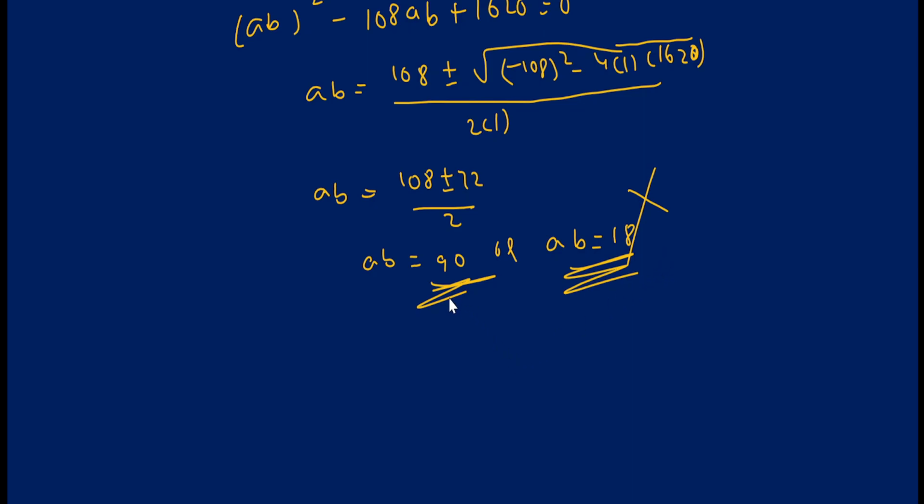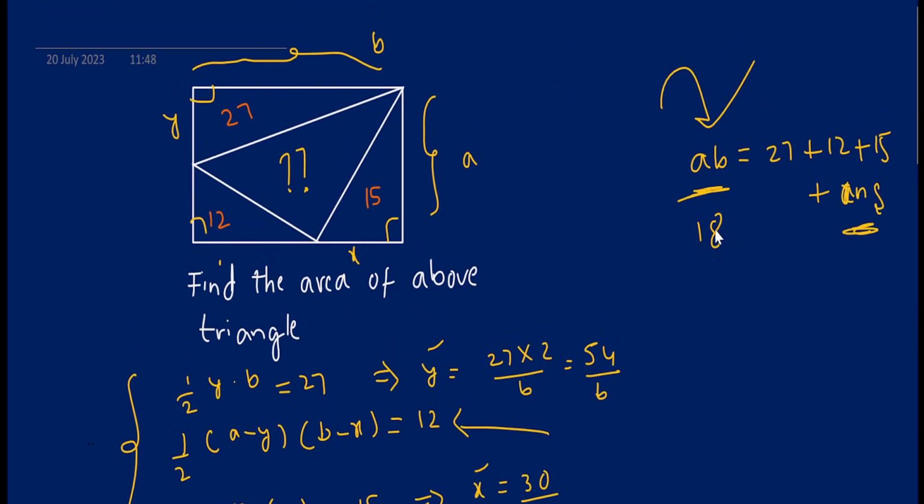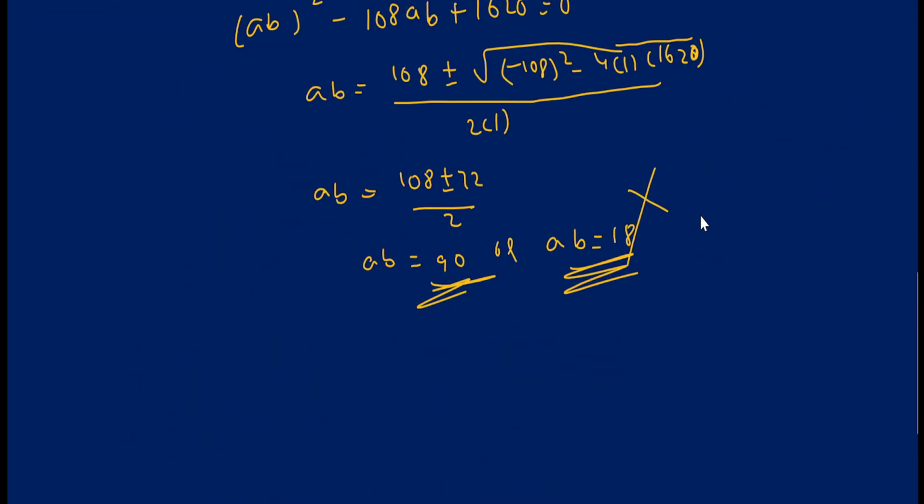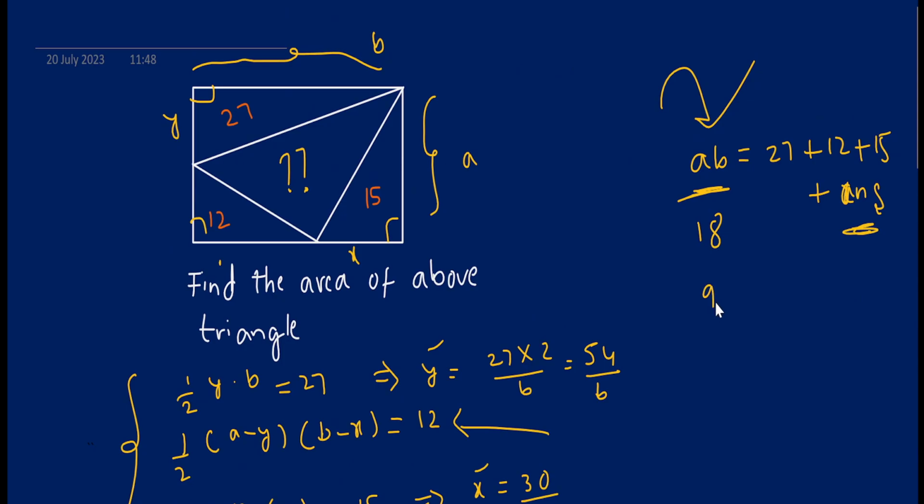So AB is 90. Let's substitute this in the fundamental equation, which leads to 90 is equal to 27 plus 12 plus 15 plus answer, and 27 plus 12 plus 15 is 54. Answer is 90 minus 54, which is equal to 36.